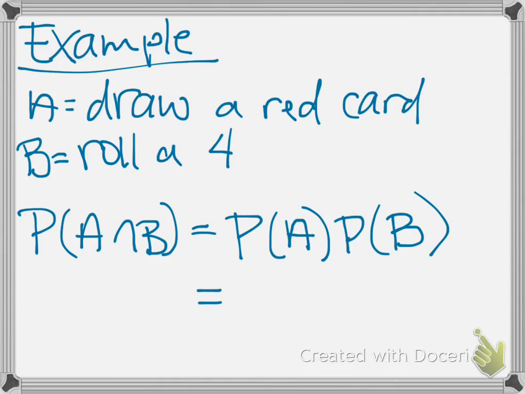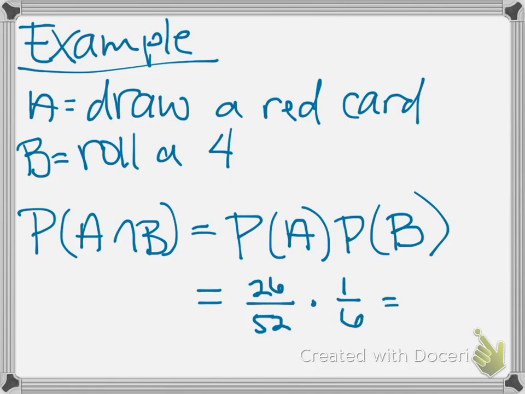If we want to draw a red card out of a standard deck of 52 cards, we know that half the cards are red, so that's going to be 26 red cards out of the 52 total cards. And then we know that the probability of event B, that we roll a 4 on a standard die, is 1 out of 6.